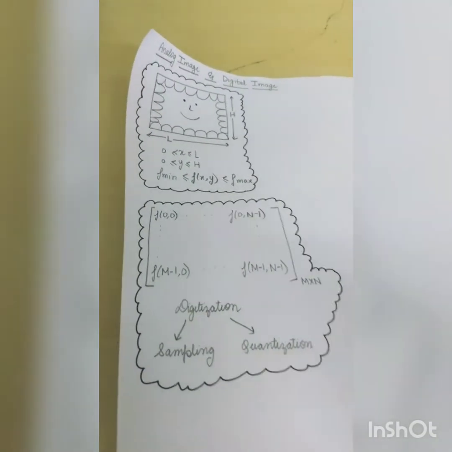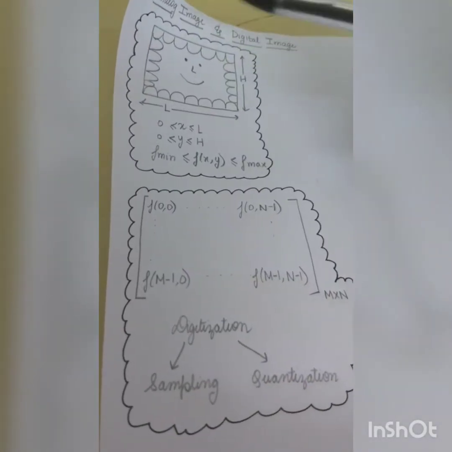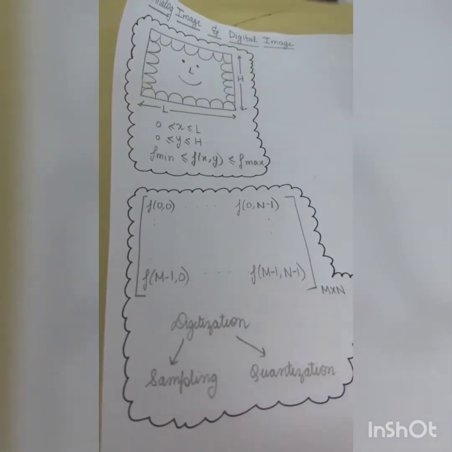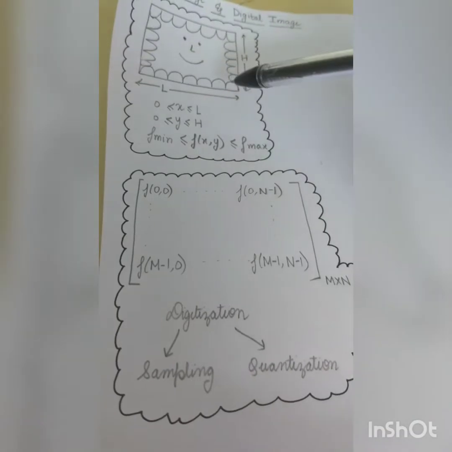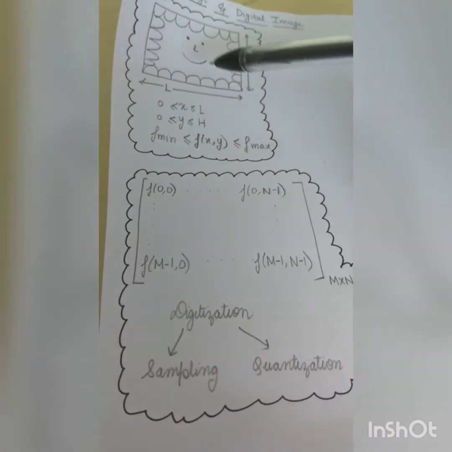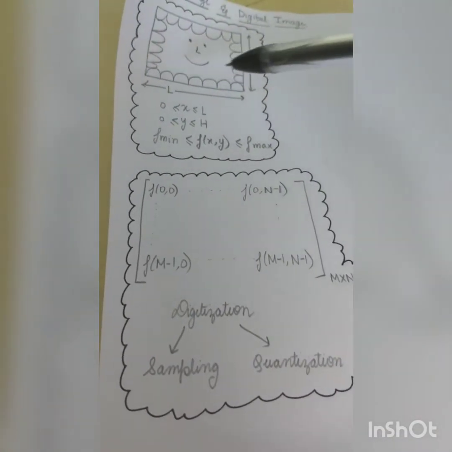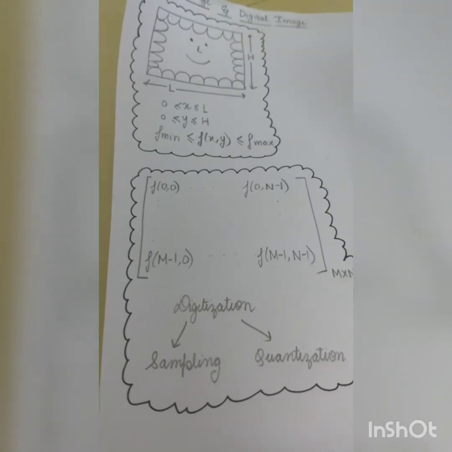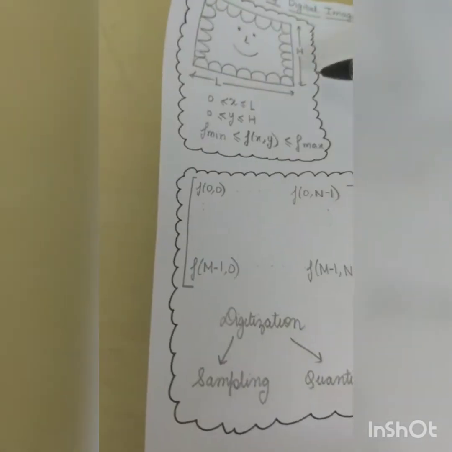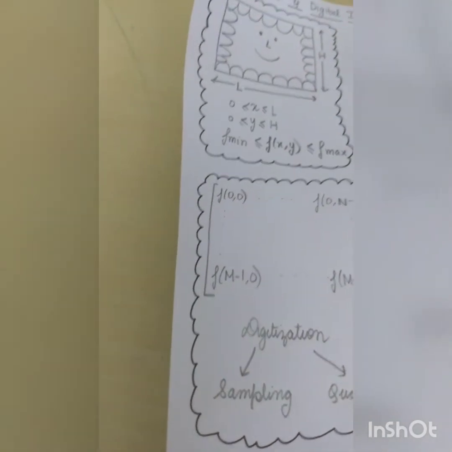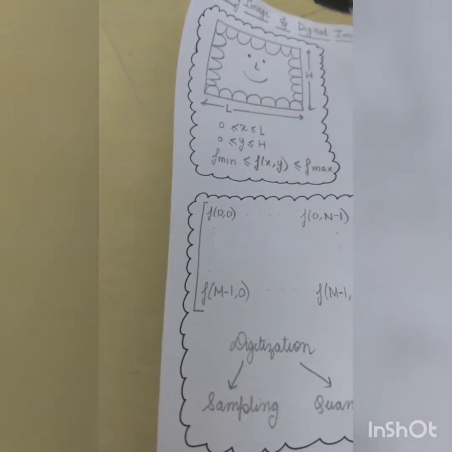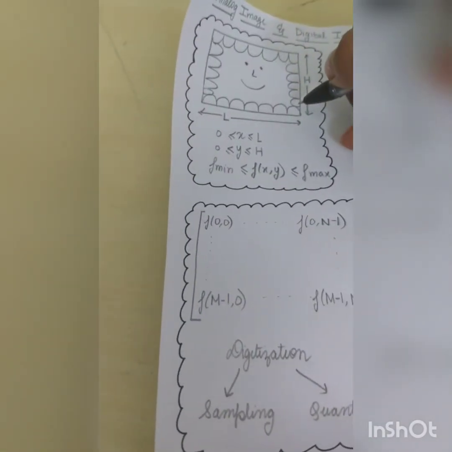For example, photographs. Have a look at the image here. It has L length and H height. Between this point and this point of length L, it can take infinite number of points, because between 2 points there are infinite number of points, and same goes for the height H. There are infinite number of points here and infinite number of points here, and these infinite number of points can take infinite number of values.